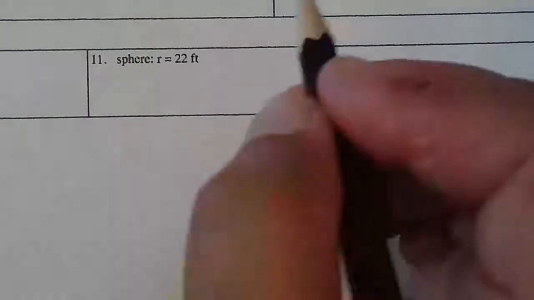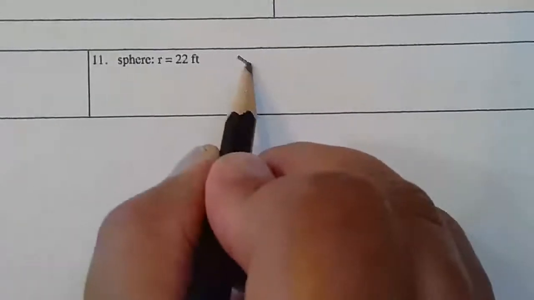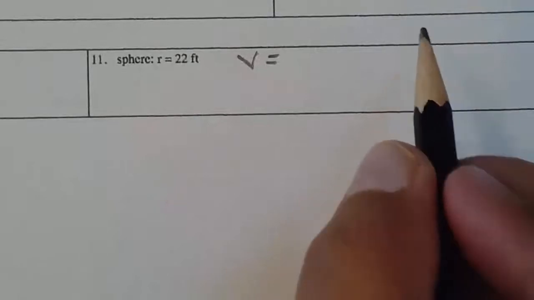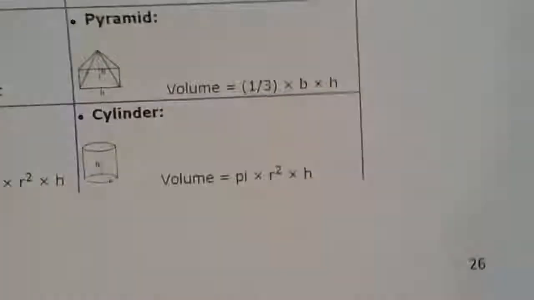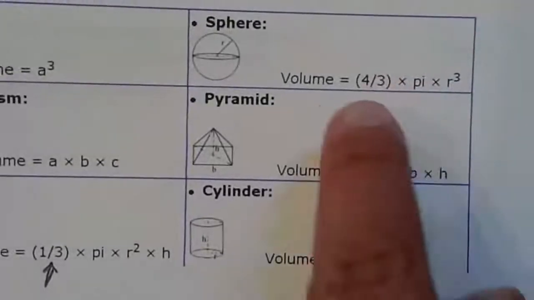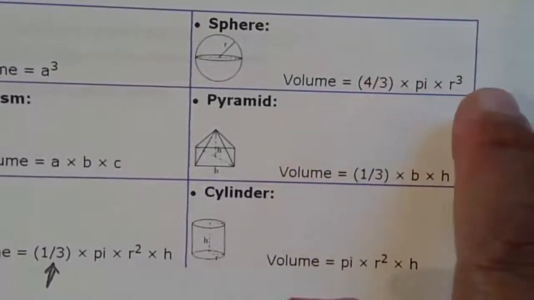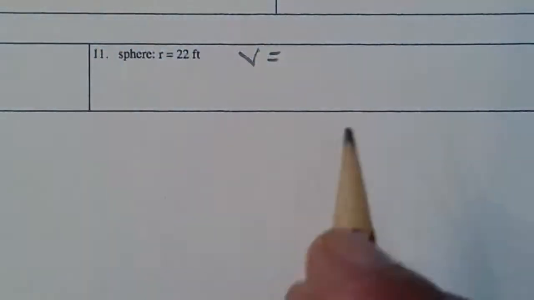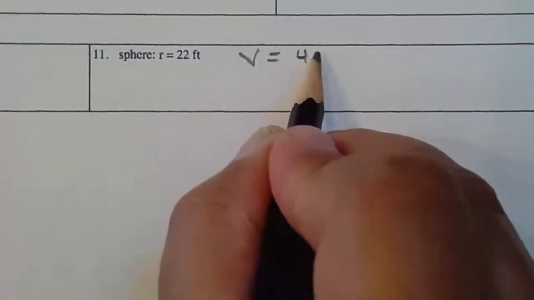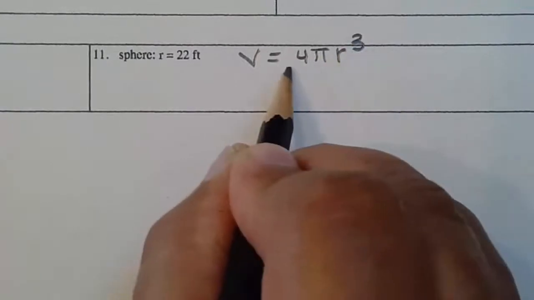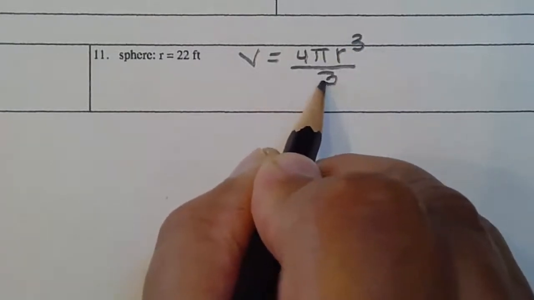Okay, so all you need to know to do the volume of a sphere is the radius, and that's because that's the only thing there is in the formula. Here is the formula. I'm taking it right off this formula sheet that I provided for you, which is 4 times pi times r cubed divided by 3. 4 times pi times r cubed divided by 3.